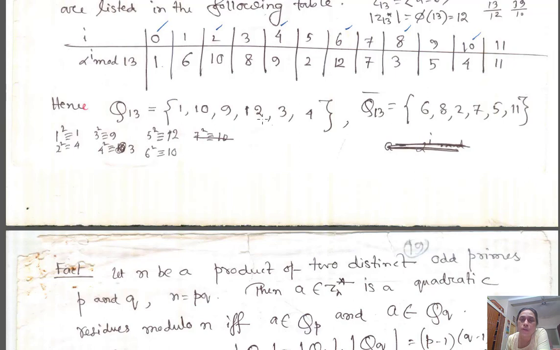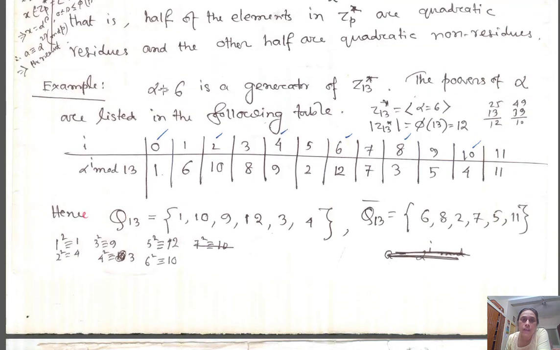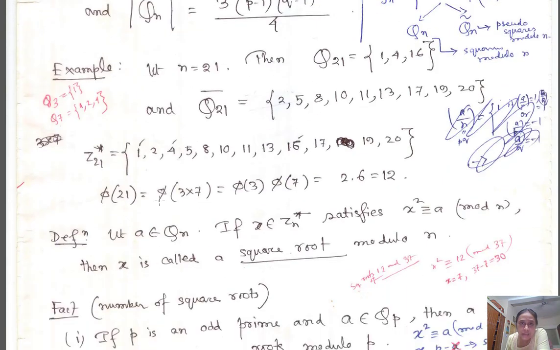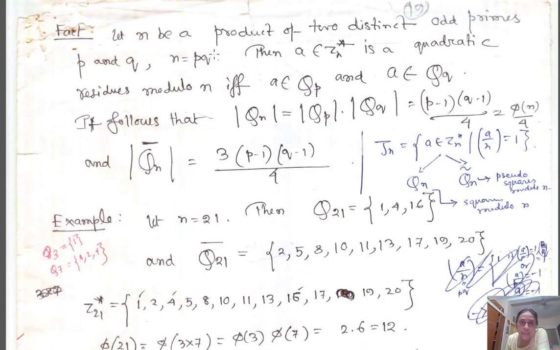12, 10. That's all, and the remaining are quadratic non-residues. So if you don't know the generator, then also you can find the quadratic residues in this way. You can list down all the quadratic residues modulo a prime in this way. Okay, so here we have observed, if n equals pq, then how to find the quadratic residues?